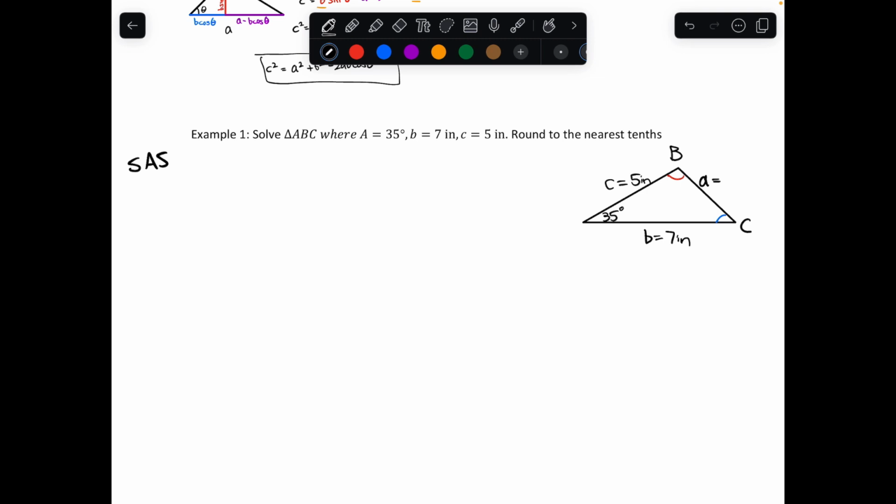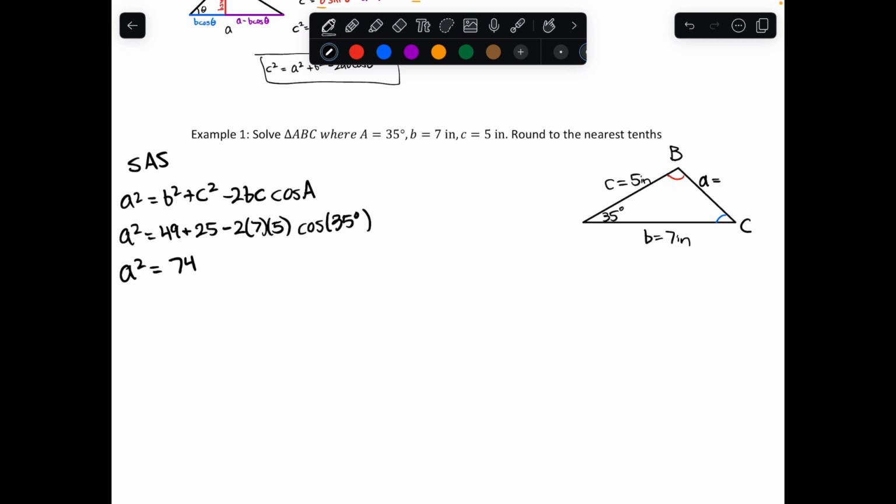So let's go ahead and write down the corresponding formula. So we're solving for A, so we'll have A squared is equal to B squared plus C squared minus 2 times B times C times cosine of angle A. So now we have A squared is equal to 7 squared, which is going to be 49, plus 5 squared, which is 25, minus 2 times 7 times 5 times cosine of 35 degrees. This is going to give us A squared is equal to 74 minus 70 times 0.819152. And we'll then get A squared is equal to 16.6594. And then finally, A is equal to 4.08159. But the problem wants us to round to the nearest tenths, so A will be 4.1 inches.